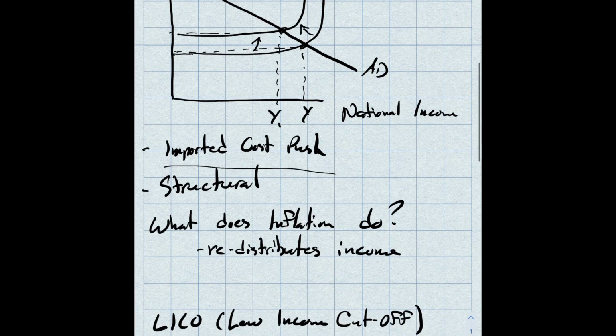All right, so what does inflation do? Inflation redistributes income. Now, it doesn't do it evenly, and there's going to be some people that gain, and there's going to be some people that end up worse off.